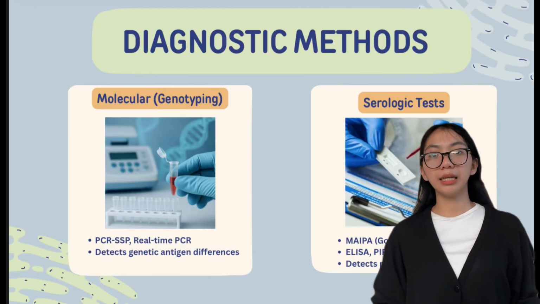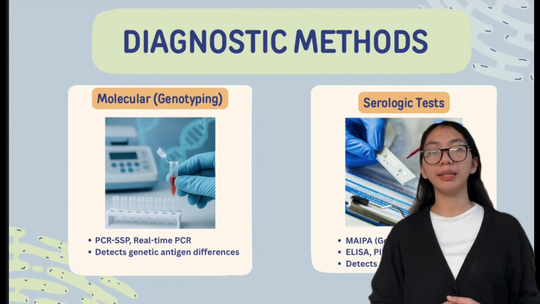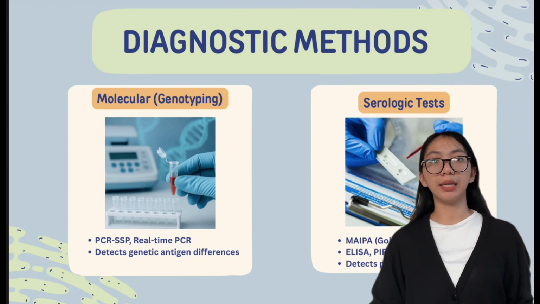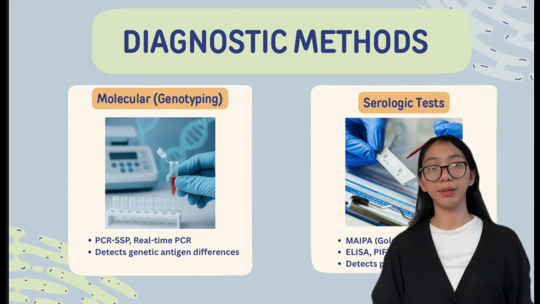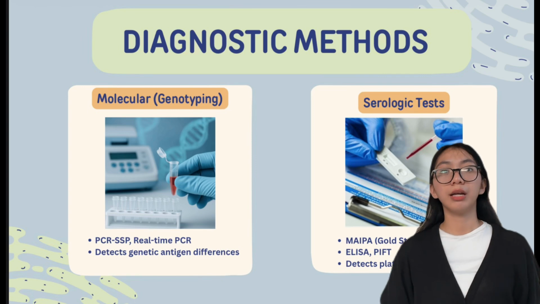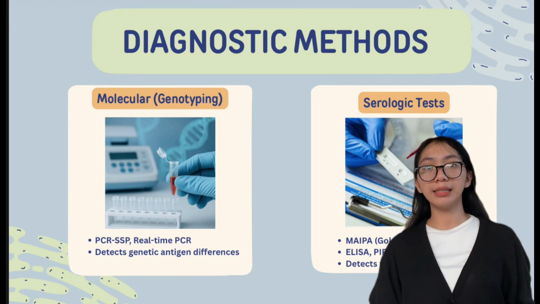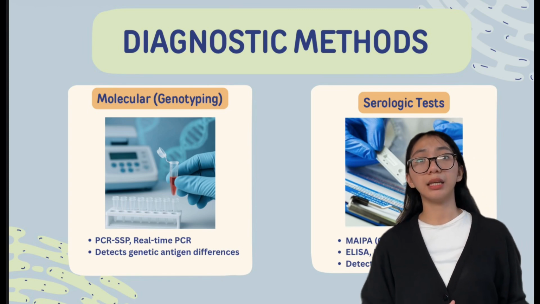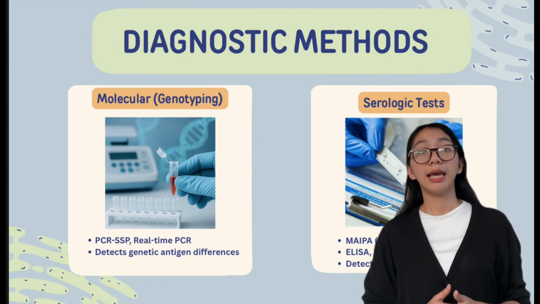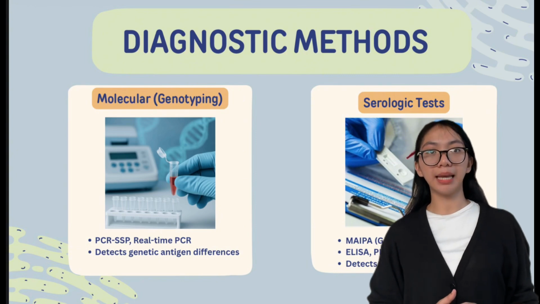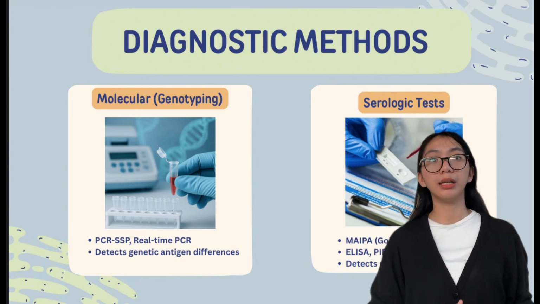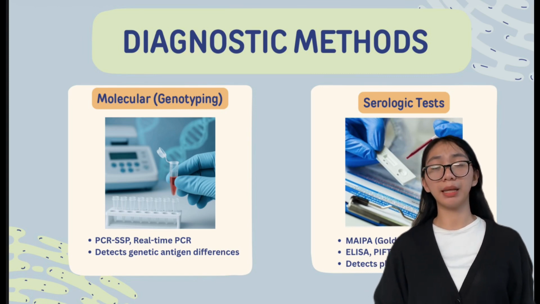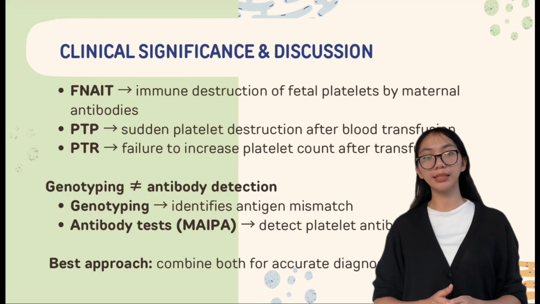For the diagnostic methods, there are two main diagnostic approaches. First is molecular testing or genotyping, such as PCR, SSP, and real-time PCR. This detects genetic differences in platelet antigens. Second is serologic testing, including MAIPA, which is the gold standard, ELISA, and PIFT. This detects platelet antibodies.